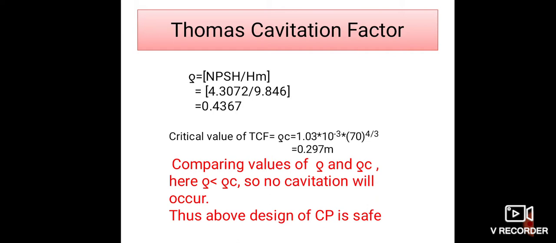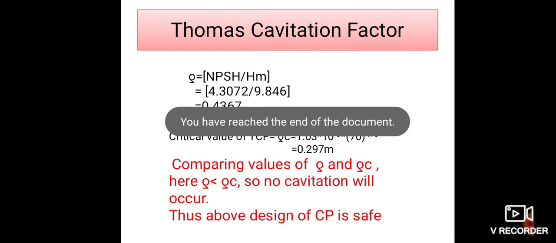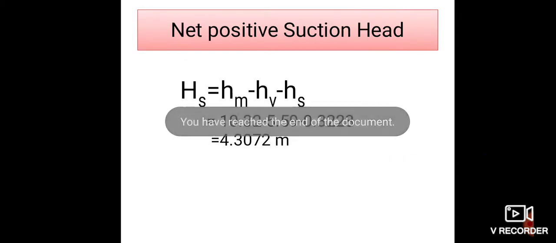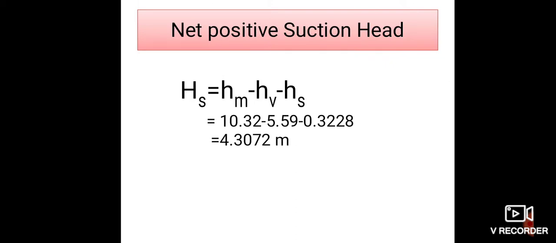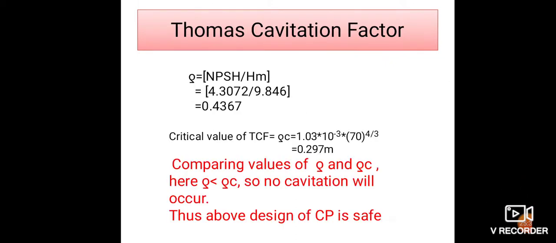So we compare the critical value and the normal cavitation factor. Comparing sigma and sigma c, here sigma is greater than sigma c. So no cavitation will occur, and that's why our pump design is very safe. Once you understand sigma and sigma c, then we clearly understand how our design is safe.